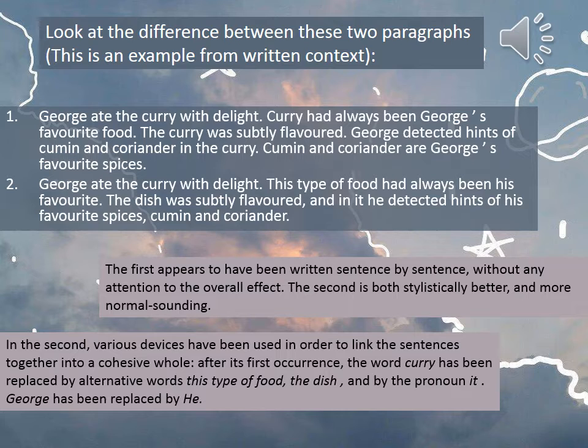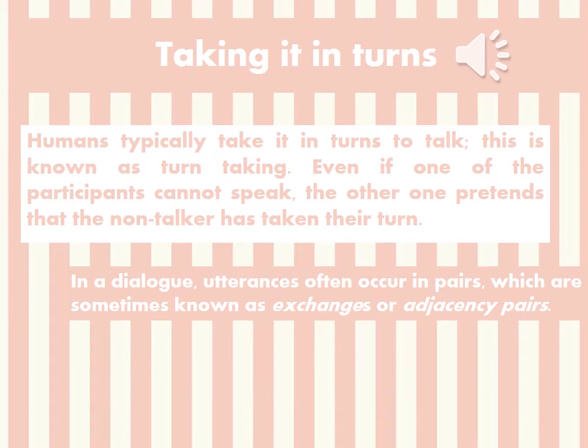In the second paragraph, various devices have been used in order to link the sentences together into a cohesive whole. After its first occurrence, the word curry has been replaced by alternative words, this type of food, the dish, and by the pronoun it. George also has been replaced by he.